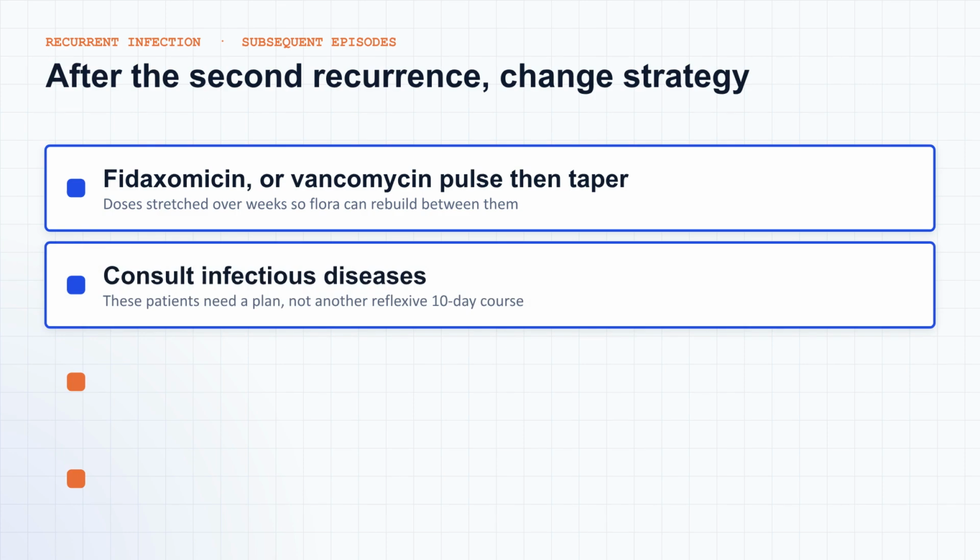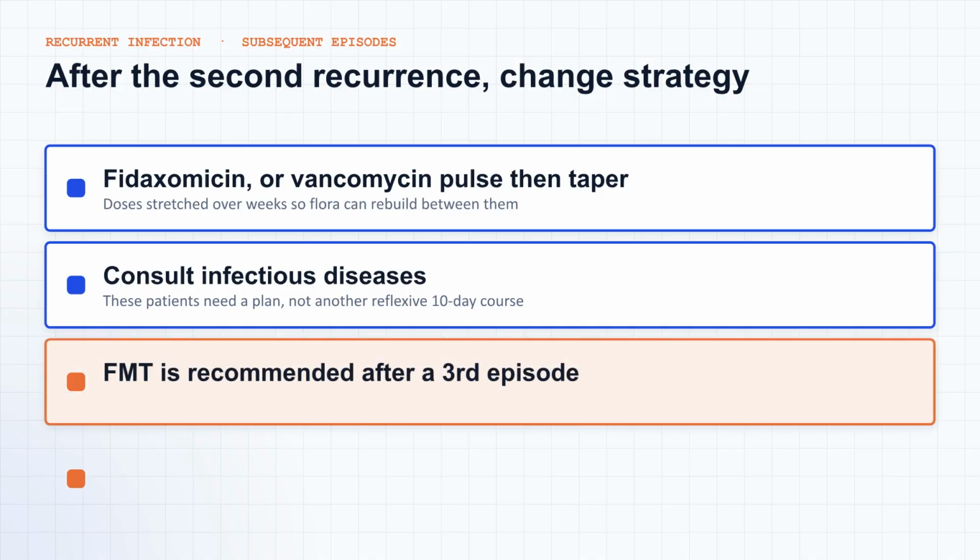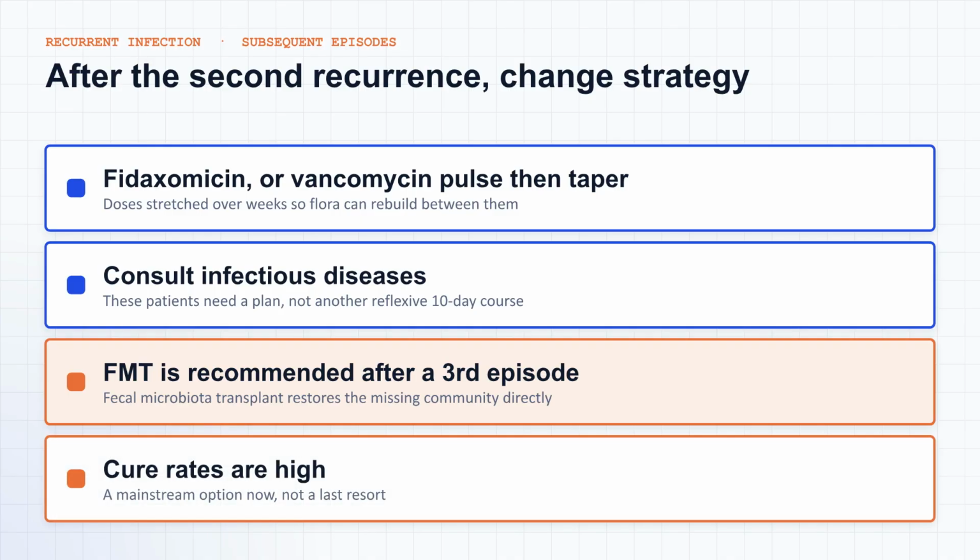And here is the threshold to remember. Fecal microbiota transplant is recommended after a third episode of C. difficile. Transplant restores the missing microbial community directly, which is exactly what antibiotics cannot do. Transplant is delivered by colonoscopy, by enema, or in capsule form, and careful screening of the donor material is what makes it safe. Refer rather than improvise.